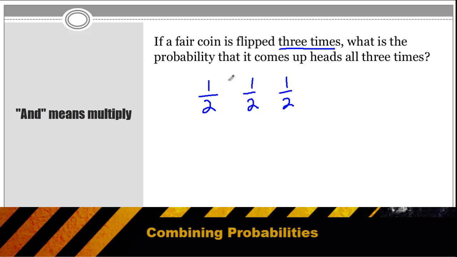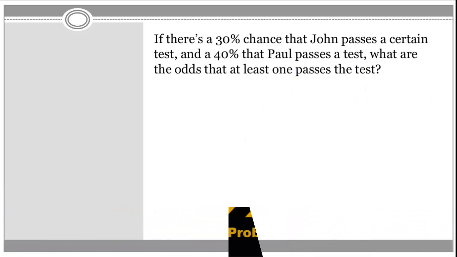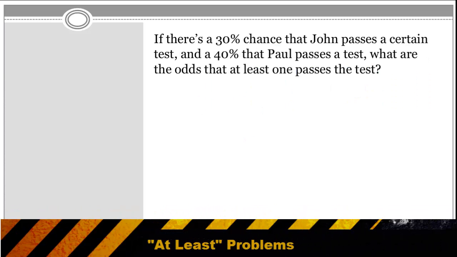But when I say I want to get heads 3 times in a row, what I'm really saying is I want to get heads, and then I want to get another heads, and then I want to get another heads. So if you're combining the probabilities and you use the word "and," then you're going to multiply your chances. So I'm going to multiply 1/2 times 1/2 times 1/2, and I get 1 out of 8. So there's a 1 out of 8 chance that if I flip a coin 3 times, I will get heads all 3 times.